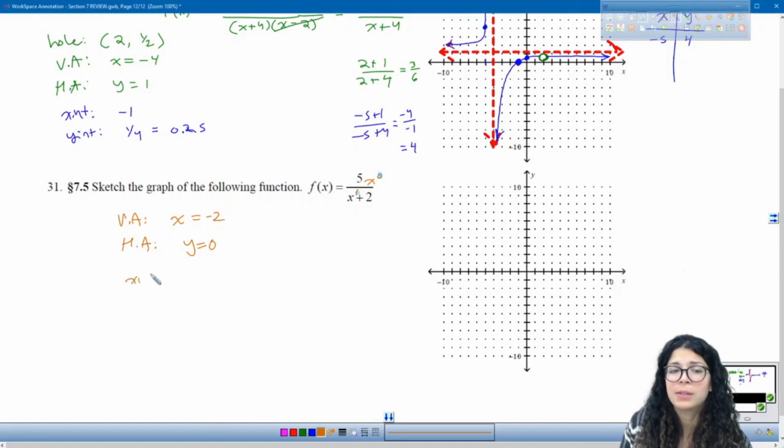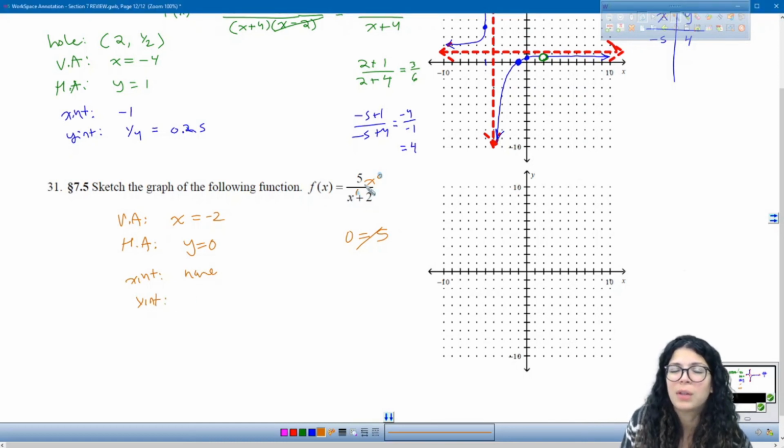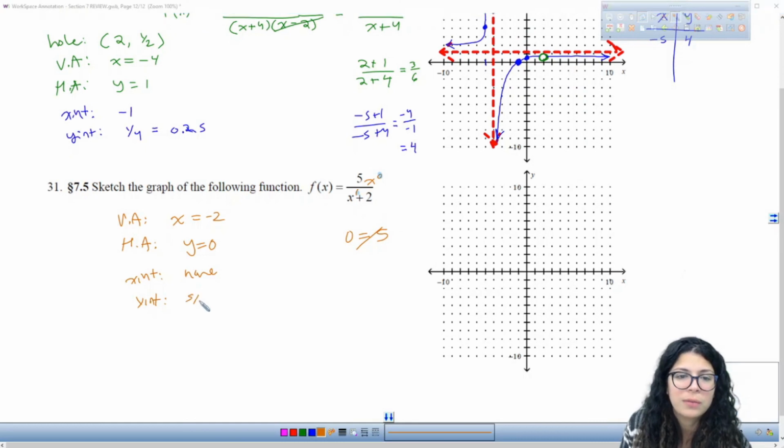Then our x-intercept is any x value that's going to make the numerator 0. Now, 5 can never be 0. There's no variable that will make 5 equal to 0, so that means that there is no x-intercept. The y-intercept is setting x to be 0. What is the y value? Which will be the division of the constants. 5 divided by 2, which is 5 over 2, which is 2.5.